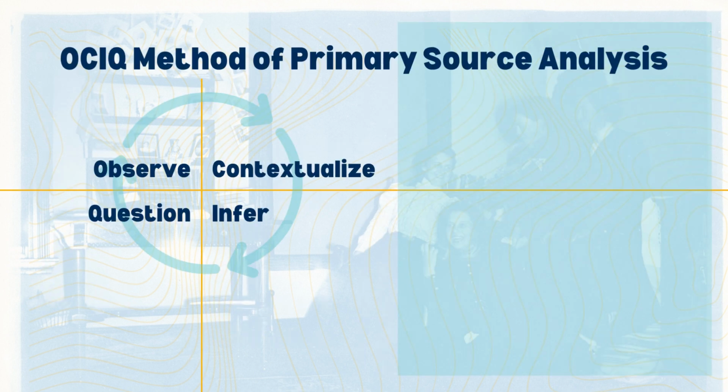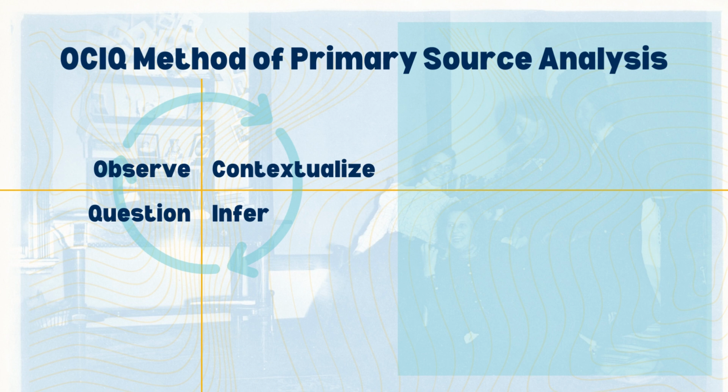Once you have your list of questions, you can choose a couple to research in depth by finding more primary sources and secondary sources and following this OCIQ process again and again until you are satisfied.